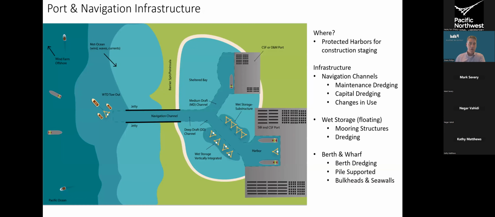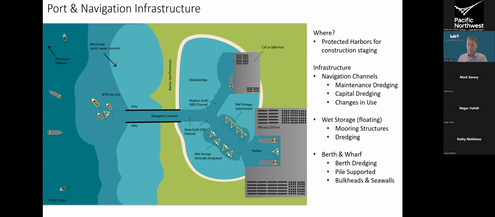So this is more of a generic schematic of a protected harbor. Protected harbors are an important part of the staging for construction for both types of offshore wind facilities. And so what this shows is that oftentimes you're going to have a navigation channel. It may be a federal channel, U.S. Army Corps of Engineers or other. It may be deep draft, a medium draft, or a shallower draft, depending on the types of vessels and what the needs are. And associated with that would be maintenance dredging.